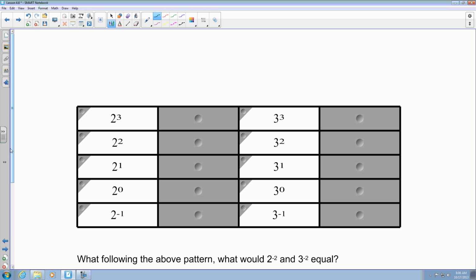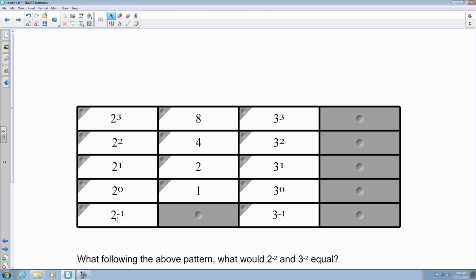So if we take a look at this chart here, I have values of positive and negative exponents. Let's just look at the chart with 2. I have 2 to the third power. 2 to the third power means 2 times 2 times 2, which gives me 8. 2 squared is 2 times 2, which gives me 4. 2 to the first power gives me just 2. 2 to the 0 power, remember, is our rule, is always going to be 1.